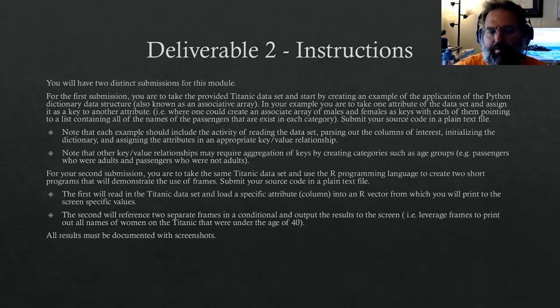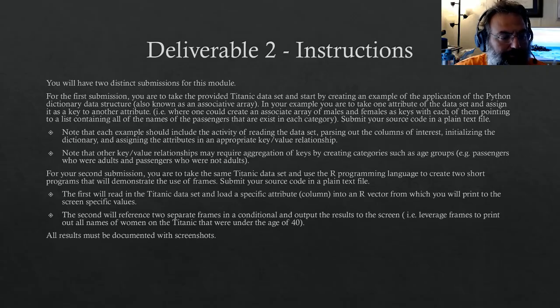So the code I showed probably gets you pretty close to that, right? If you actually do it the way with looping through the CSV, checking to see if you're in the header and passing it, all that good stuff, that could probably get you about 90% of the way there on that one. Note that each example should include the activity of reading the data set, parsing out the columns of interest, initializing the dictionary, assigning the attributes, and the appropriate key value relationships. Note that other key value relationships may require aggregation of keys by creating categories such as age groups, right? So you may have somebody that was young, minors, middle-aged, elderly, whatever.